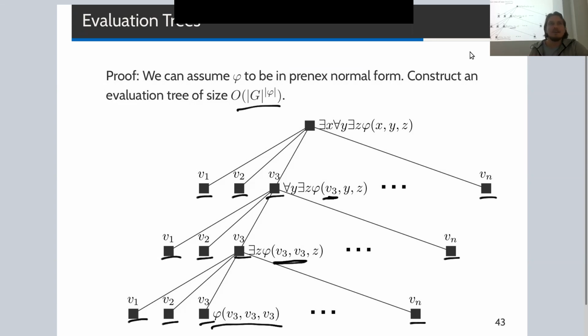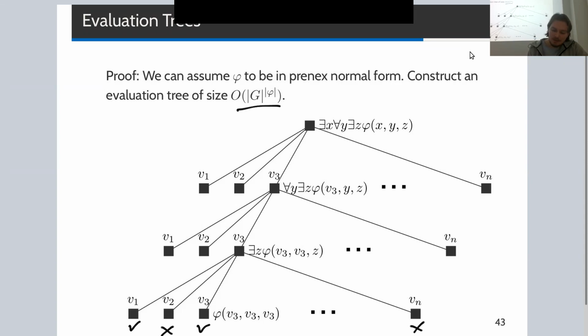Every variable is assigned. We can simply evaluate it in constant time by checking whether all the edges that should be there are there, and all the right vertices are equal or adjacent and so on. So this formula can be evaluated in constant time. Next we can propagate the truth values up. For the leaves, we can write down maybe this one evaluates to true, this one evaluates to false, this one true, this one false.